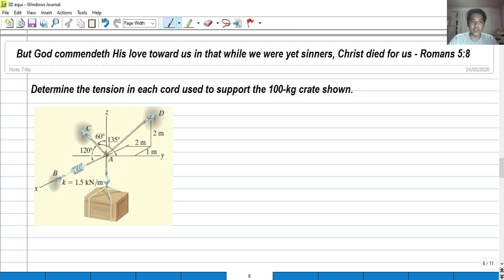Determine the tension in each cord used to support the 100-kilogram crate shown. For this problem, a hint: you're going to use all of these angles, 120 degrees, 60 degrees, and 135 degrees. Since the angles are given, you can use them with respect to the x, y, z axes. You can apply the knowledge that we have studied a while ago, with the parameters and the angles given.